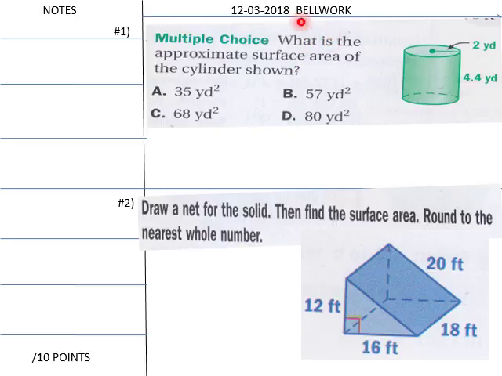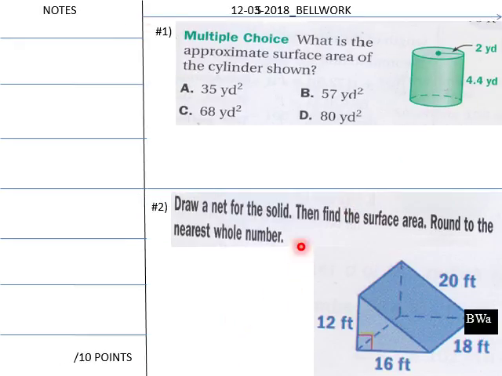Today's bellwork, teachers: multiple choice, what is the approximate surface area of the cylinder here, students? Then draw a net. Then find the surface area here, round to the nearest whole number. This is somewhat extensive. I give you students 8 minutes to do this bellwork.